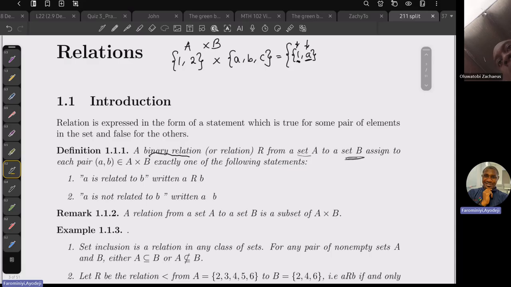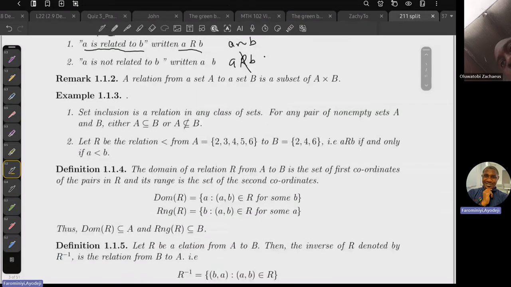So we have a pair, A comma B, which is telling us that A is related to B, with the following statements. So A is related to B. We write it this way. Some people write it this way. And A is not related to B. So the symbol is missing. So it should be A is not related to B. All right. So like I said, it is a subset of the Cartesian product of A and B.